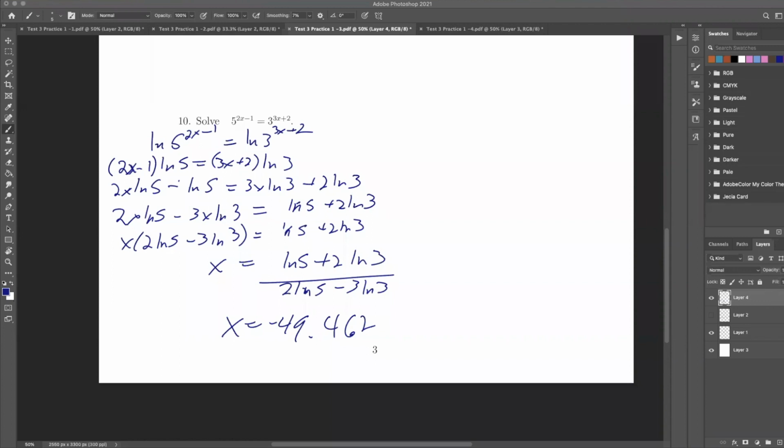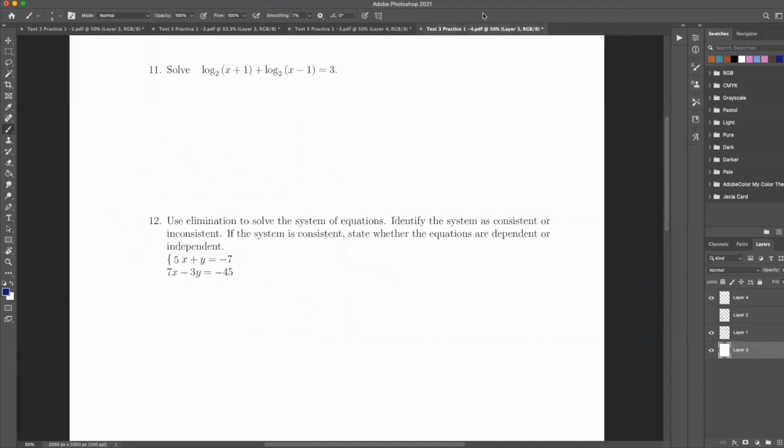All right. Let's just do our last page. All right, so now we want to solve this. And so this is just like a normal log equation. So the first thing we want to do is combine the logs into one. So we're going to have log base 2. Remember, addition becomes multiplication. So x plus 1, x minus 1 equals 3. So that's the first step.